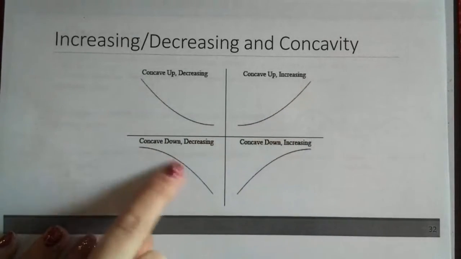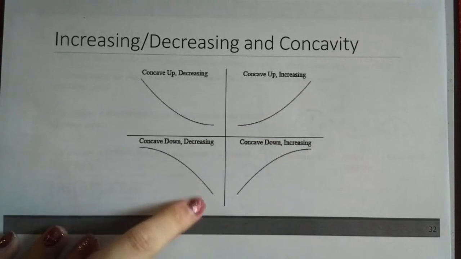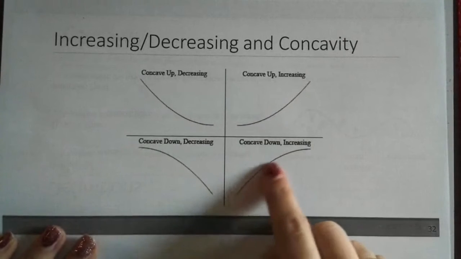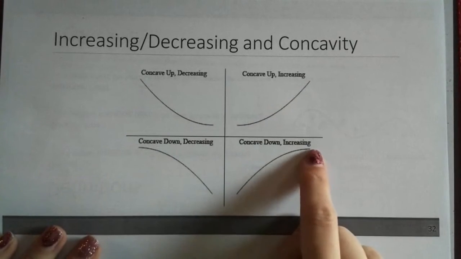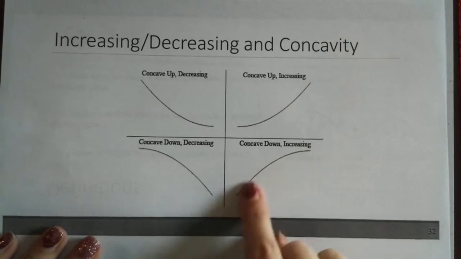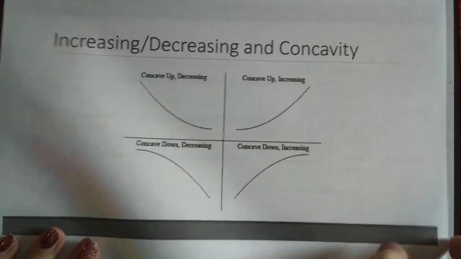We have concave down decreasing, where we have the downward shaped cup and we are going more and more negative. And then we have a concave down side of the cup where we're increasing because we are getting less negative. We are going up, but we're still in that downward shaped cup.